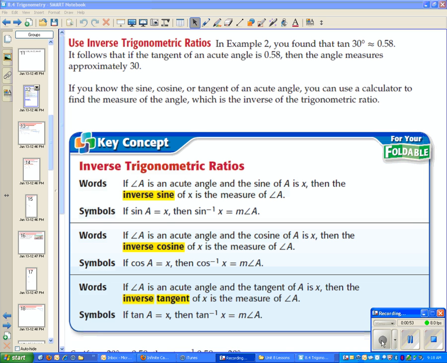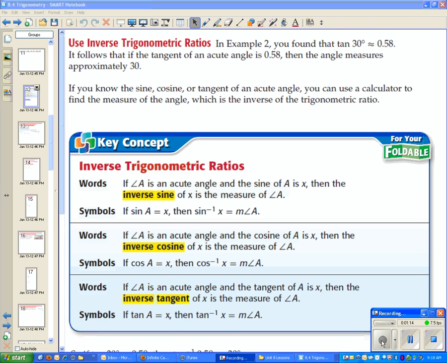So that means if we know the tangent is 0.58, we can just use logic to say that the angle must be 30 degrees. Now, there's a lot of rounding when we're doing this, so pretty much everything we're doing with this is an approximation. Well, that's the best we can do, so that's what we got.